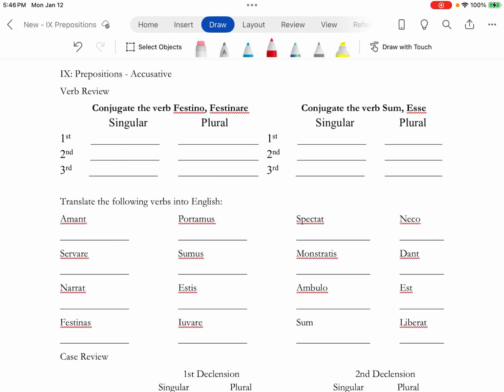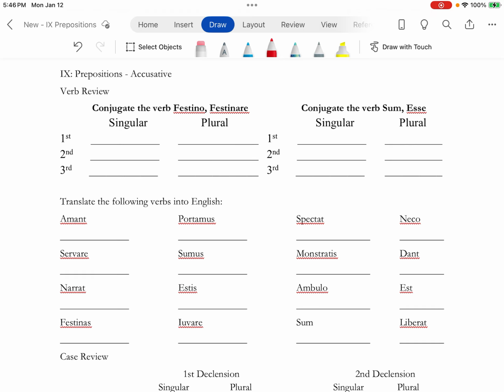Hey, what is happening? So we are going to be working on lesson 9, the first couple of pages of the packet, and we're going to be talking about prepositions. First, we're going to review some verb basics and some case usage stuff before we get into the prepositions.